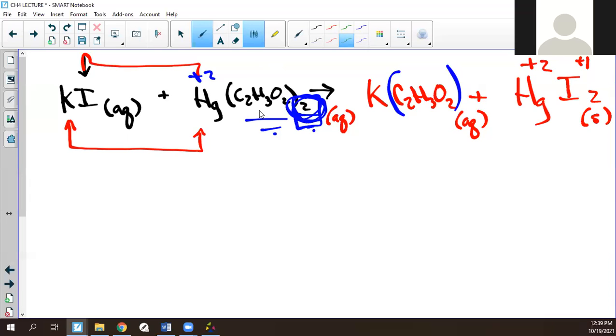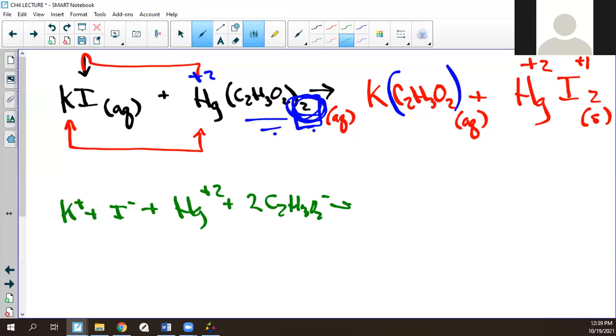So we have this so far. Everything that's aqueous, I'm going to break up. You okay with that? So I have K+, I-, Hg2+, 2 C2H3O2-, and then I have my arrow, correct?